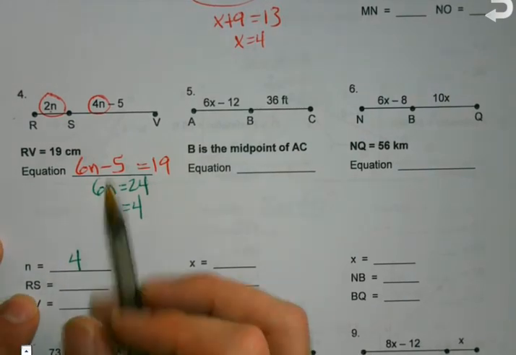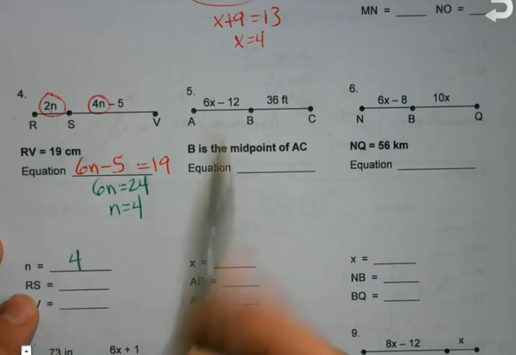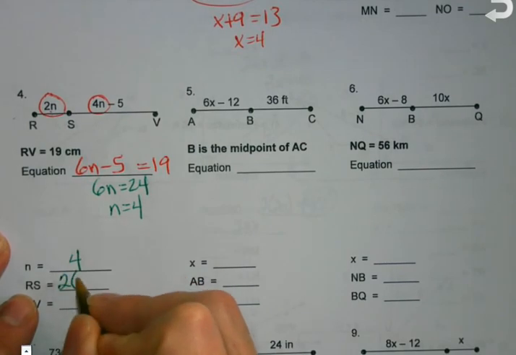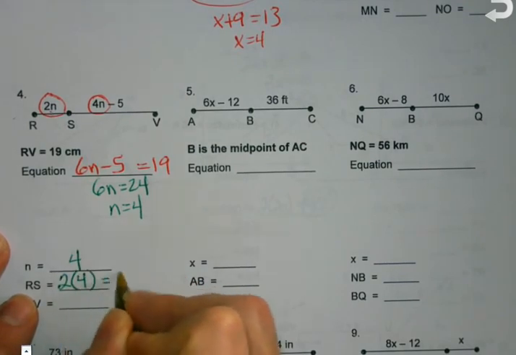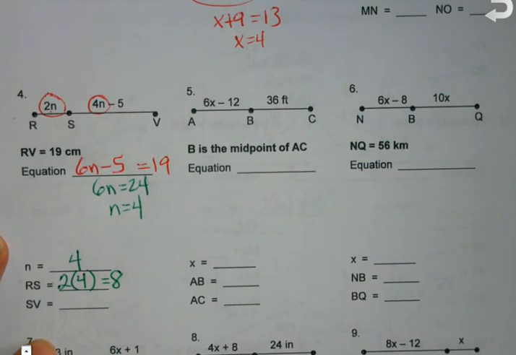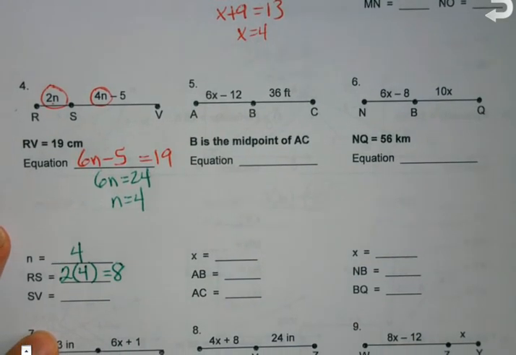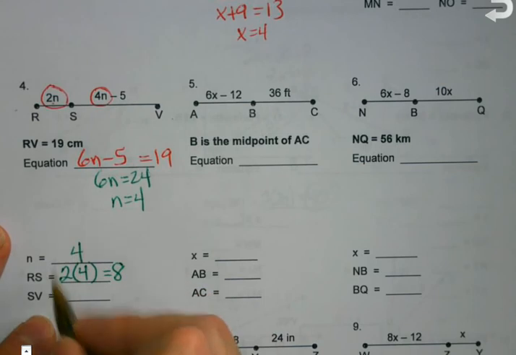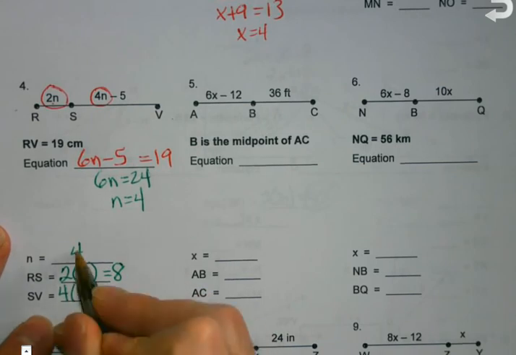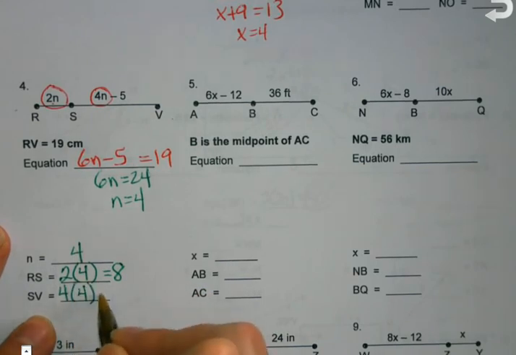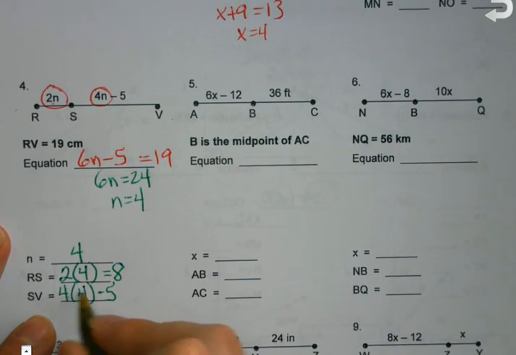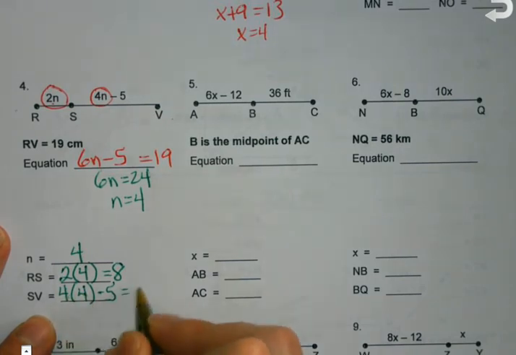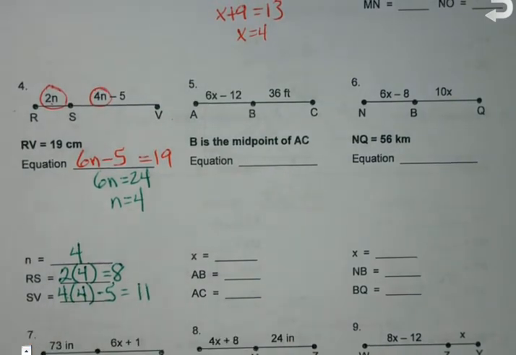So it says RF. Here's RF. It's 2n. So it's 2 times my new n value. So 2 times 4 is 8. Or SV is 4n minus 5. 4 times my n is 4 times 4, which is 16, minus 5 is 11. And I'm done.